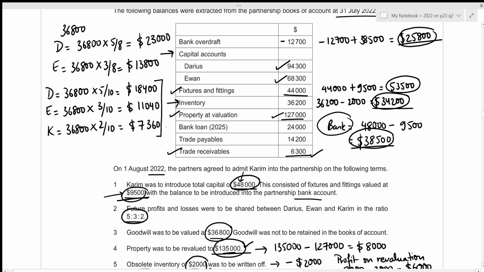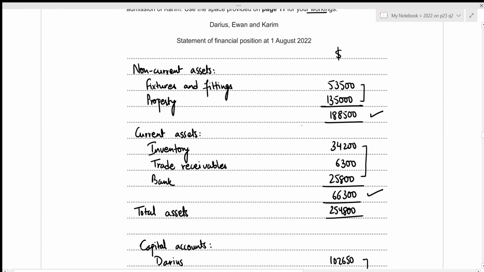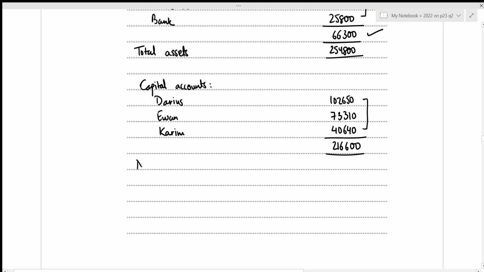Okay, we are given bank loan, which is to be repaid in 2025, and we're talking about the date of 1st August 2022. So clearly this is a non-current liability with the amount of 24,000. Let's record this. We have non-current liability. And this is the bank loan to be repaid in 2025 with the amount 24,000.